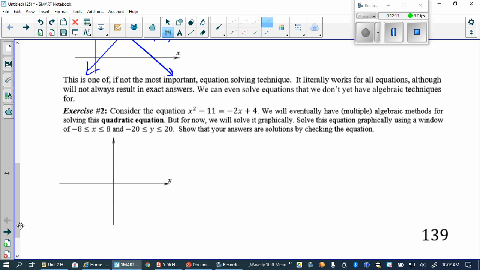Here's our equation now: x squared minus 11 equals negative 2x plus 4. So let's break this into 2 separate equations, f of x and g of x. What's one of our equations going to be? y equals x squared minus 11, and the other one will be y equals negative 2x plus 4. For x squared minus 11, what kind of graph will that be?